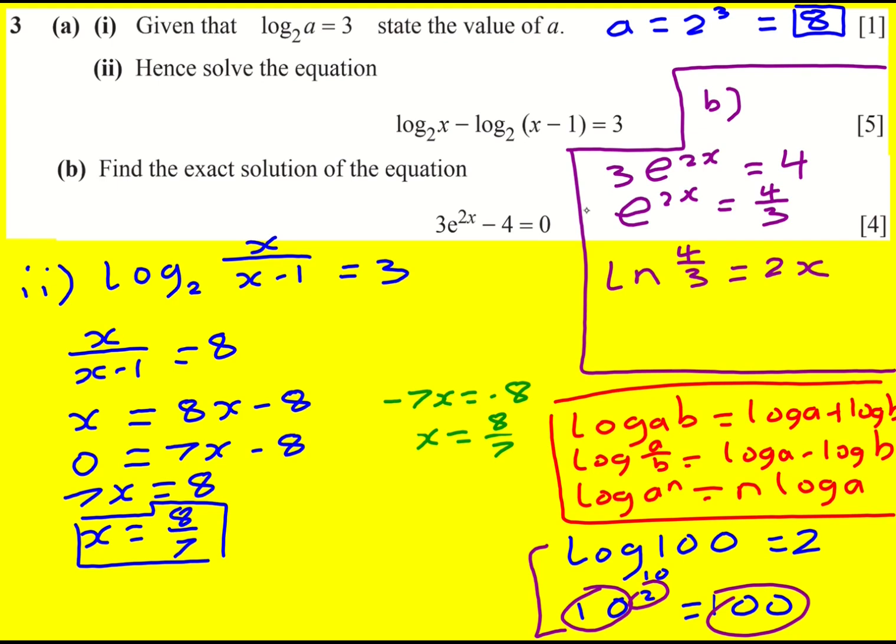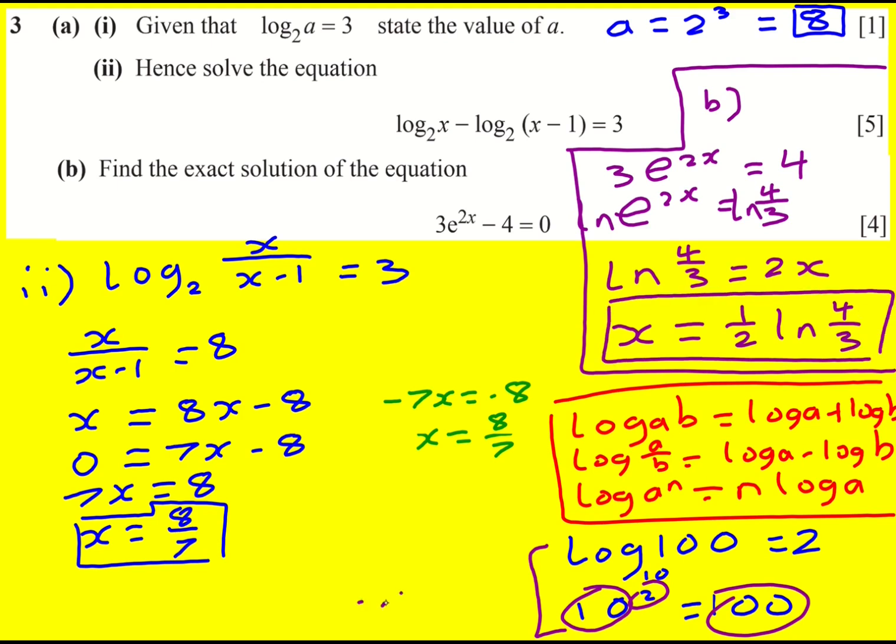Or you could do ln of both sides. You might prefer that. The ln and the e, well, you bring the 2x down, 2x ln e, or ln e is just 1, equals ln 4 over 3. We get exactly the same answer. They've asked us for the exact solution, so x is then just going to be a half ln 4 over 3. Okay, good work.